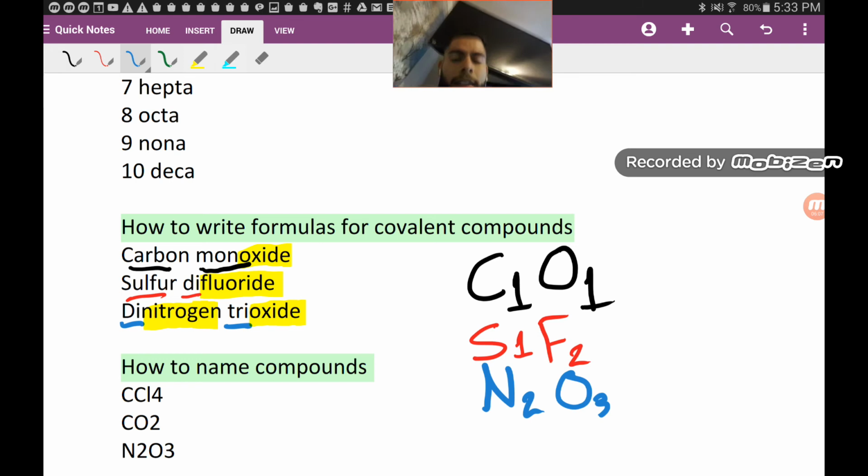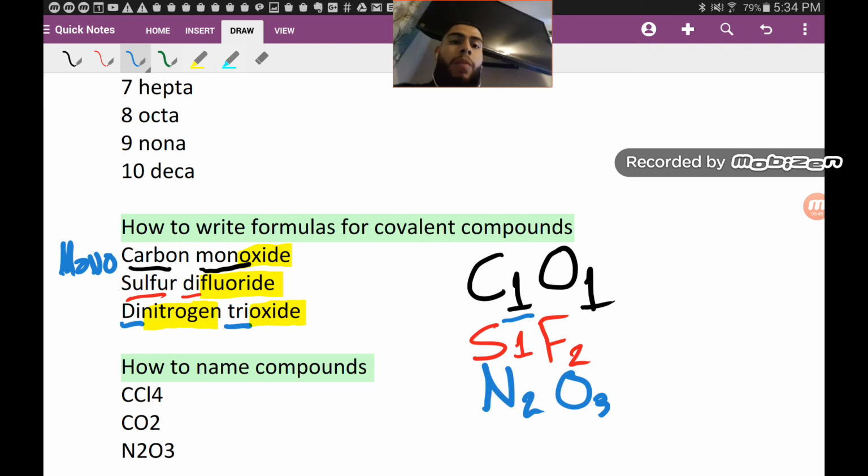Hope that this is clear. The only thing that I do have to mention is that for the first element, whenever it is 1, notice that we don't say mono. We don't say monocarbon. We only say carbon for the first element. However, for the second element, we do use the prefix mono. This is what I mean. Dinitrogen, we're saying that we have 2. If this was only 1 nitrogen, we would not say mononitrogen trioxide, we just say nitrogen trioxide. But in this case, the prefix is telling us that we have 2.